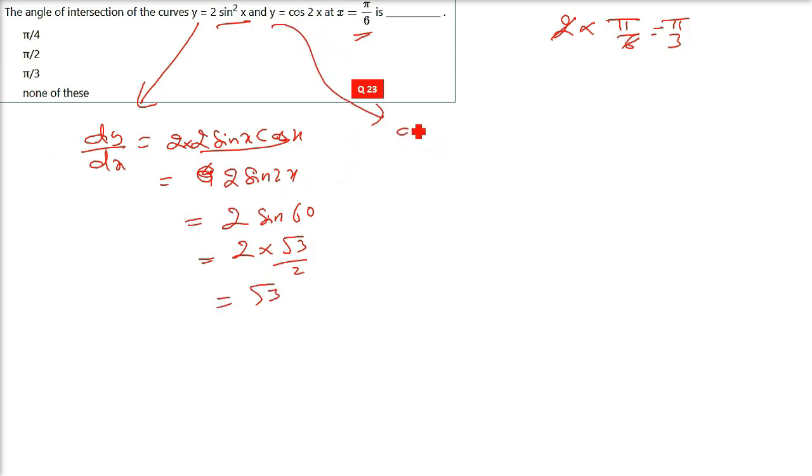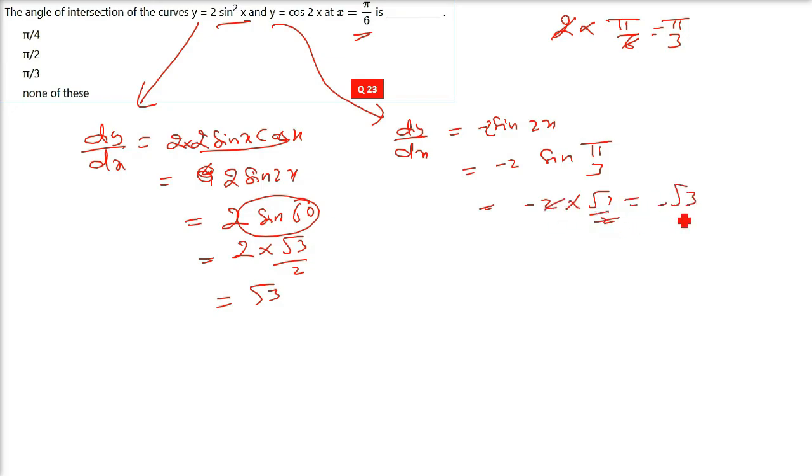Now y is equal to cos 2x. Again differentiating, dy by dx is minus sin 2x, and the derivative of 2x will be 2. So it will be minus 2 sin pi by 3. Sin pi by 3, or sin 60 degrees, we have already used. It's root 3 by 2. So you can apply it again here. 2 gets cancelled. It's negative root 3. Now we have m1 this one and m2 this one.